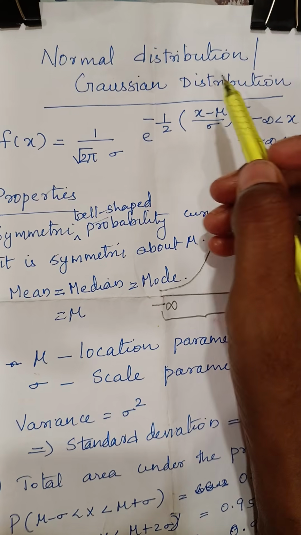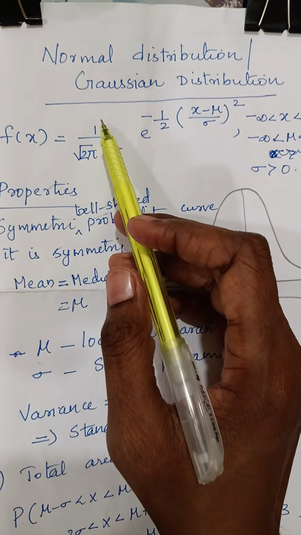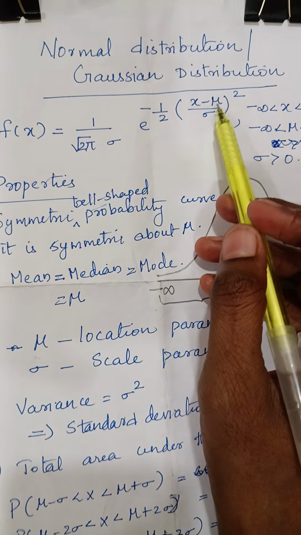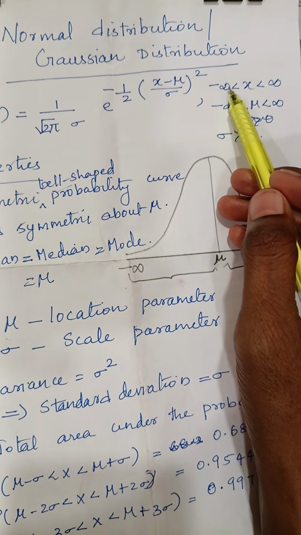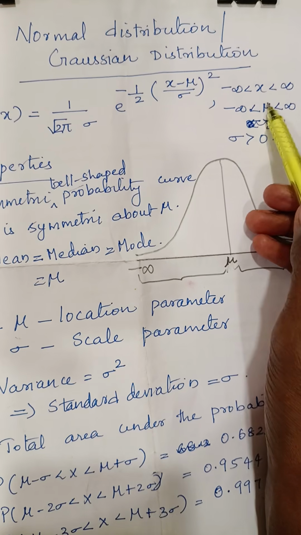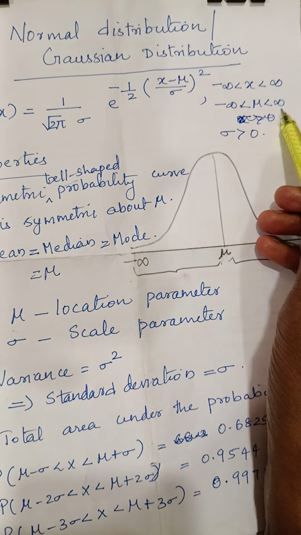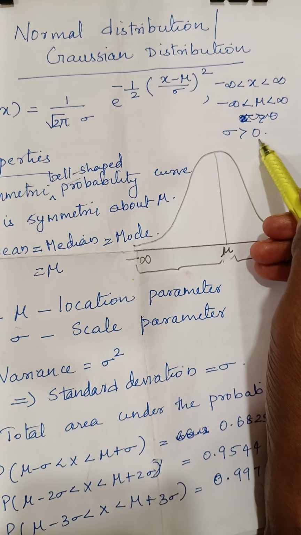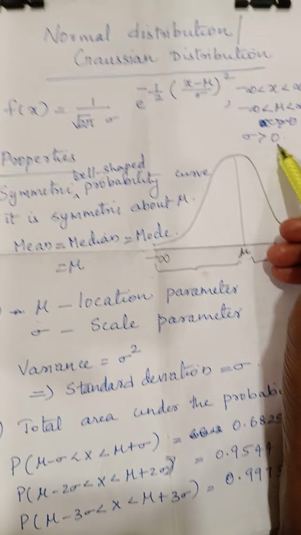The probability density function of the normal distribution is f(x) = 1/(√(2π) σ) e^(−½((x−μ)/σ)²), where the random variable x ranges from minus infinity to plus infinity, the mean μ of the distribution ranges from minus infinity to plus infinity, and σ, the standard deviation of the distribution, is greater than 0. We know that standard deviation is always greater than 0.